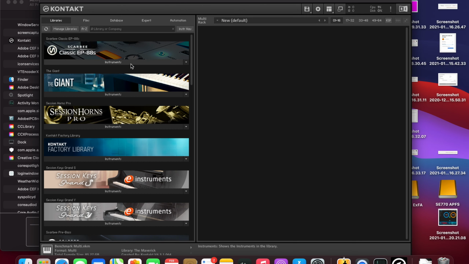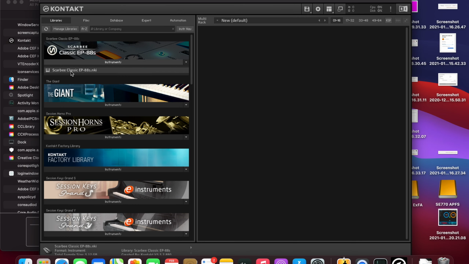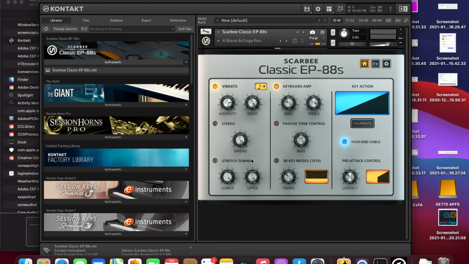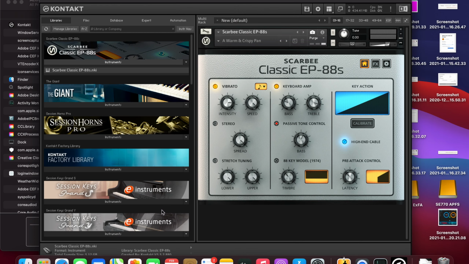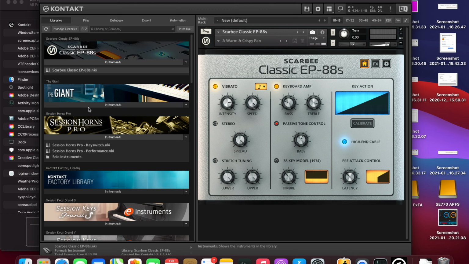Anyway, let's do the same test. So we'll load Scarbee EPA again from the same external USB-C ADATA SSD. So we have now around 400 megabytes and increased a little bit. All right, let's take the session horns or the giant.